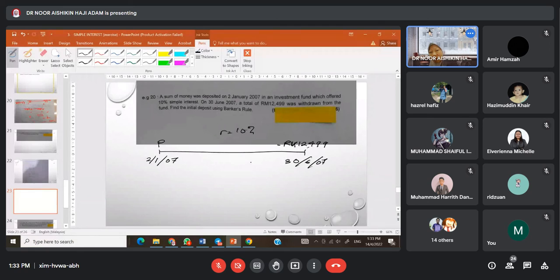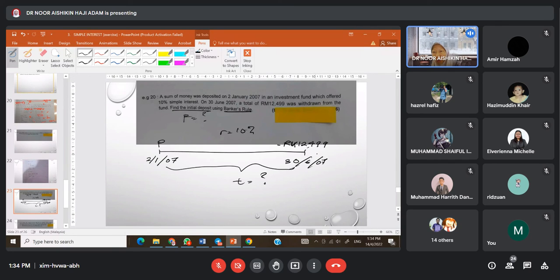RM lah, nampak pelik without RM. Now, kita boleh cari T. T can be found. What is T? You nak guna banker's rule, so you need exact time. Betul, class? Betul, exact time. So T can be found. P tak tahu, you nak cari. Find the initial deposit, maknanya find P. What is P?